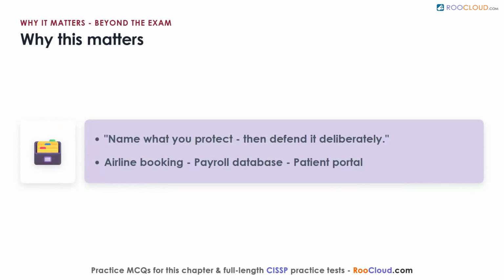Because these ideas sit underneath every control you will ever design. Picture an airline booking system, a payroll database, and a hospital patient portal. Each one lives or dies by the same handful of properties. When you can name what you are protecting, you defend it deliberately. When you cannot, you are only guessing.